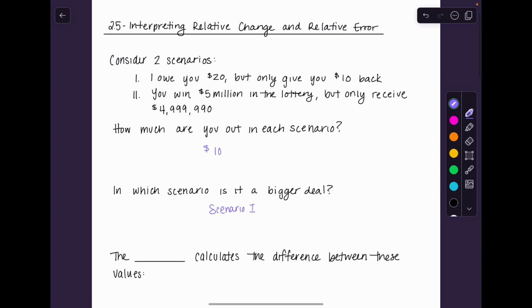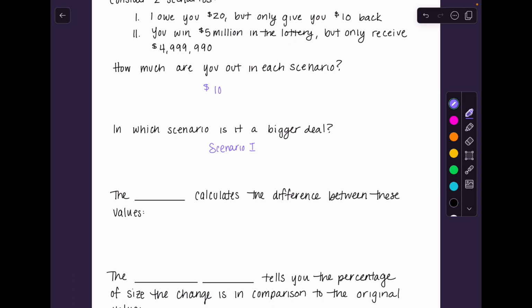Okay? So that's what this idea of relative change, relative error, and percent error is going to be. You're trying to figure out how much you lost or gained in each situation, but really what is that in comparison to the size of what you started with? Because in scenario one, half of your money is gone, but in scenario two, it is less than 1% of your money that has disappeared. So very different cases, even though it's the same money lost. So we're going to introduce just some vocab words to really mean stuff you're used to.